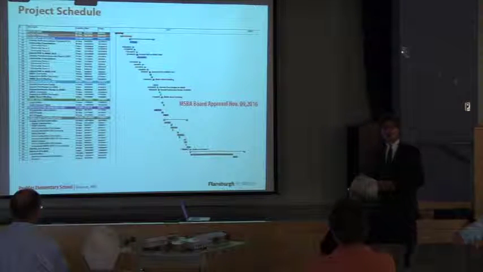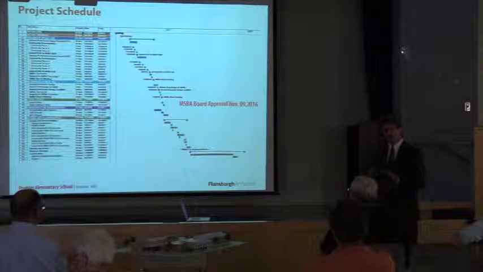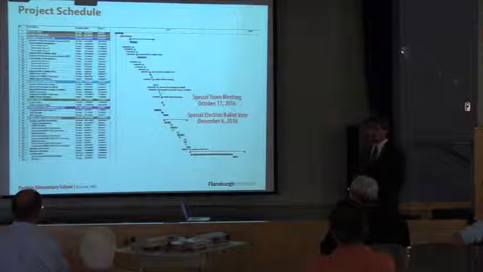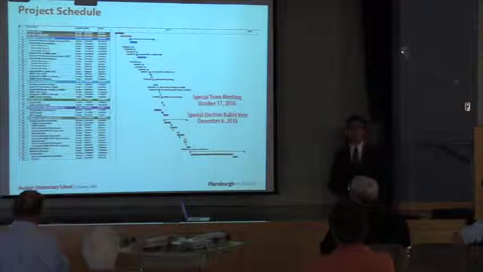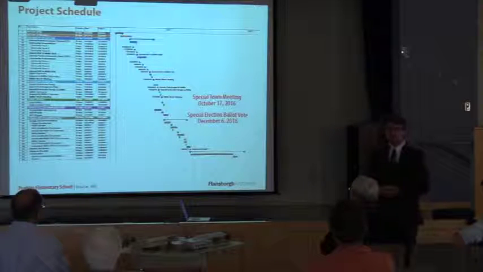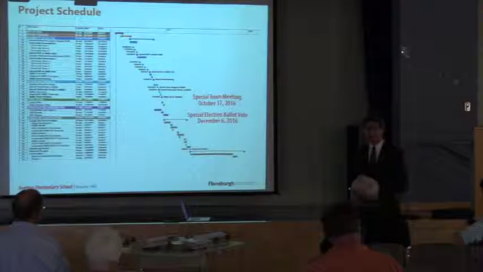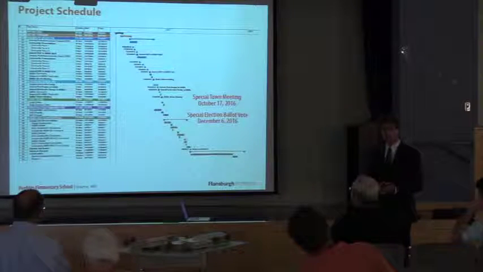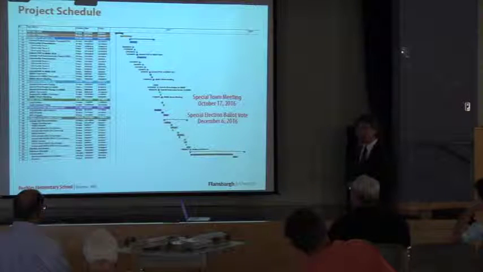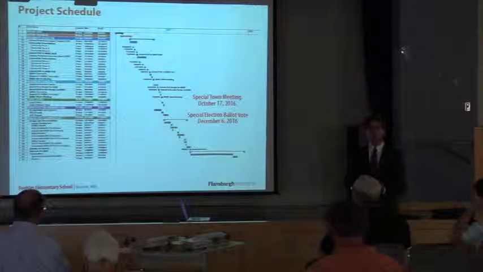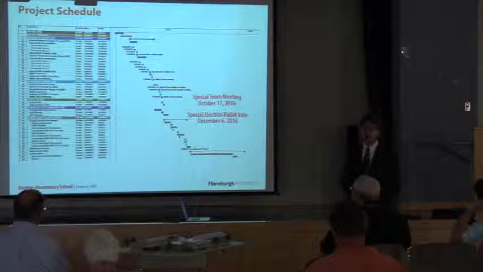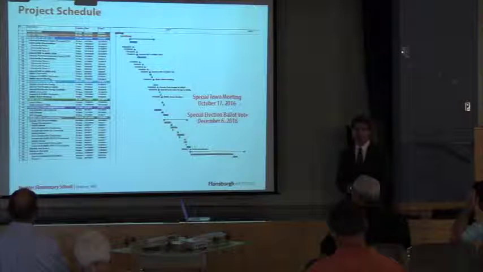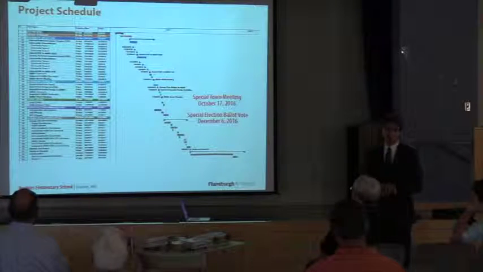Board approval with that schematic design will be November 9th, 2016. We anticipate bringing the project to the voters at the special town meeting this October 17th, 2016, seeking appropriation for the overall project. And then on December 6th of this year, 2016, with a successful town meeting vote, we anticipate being on the special ballot election vote for the debt exclusion vote.